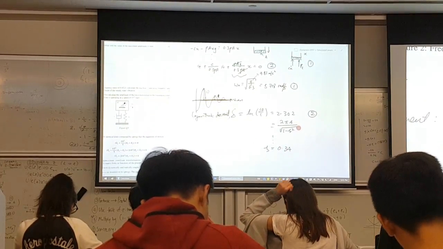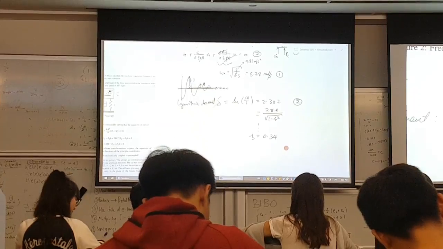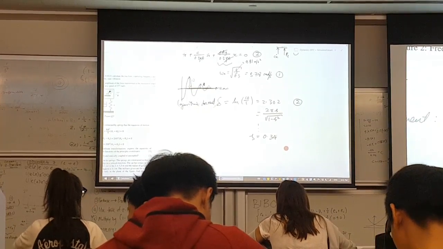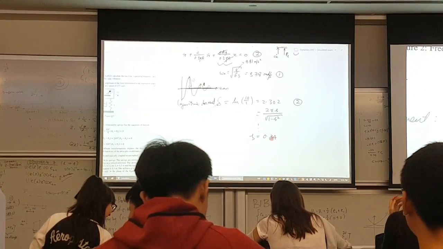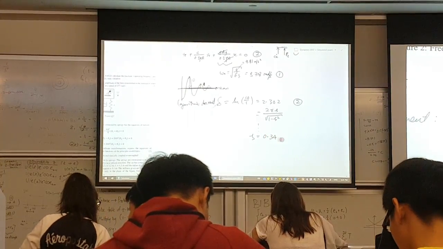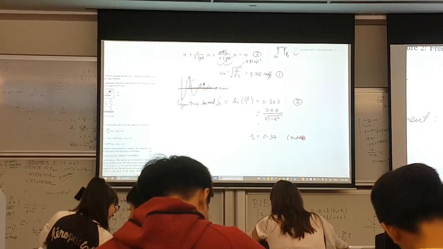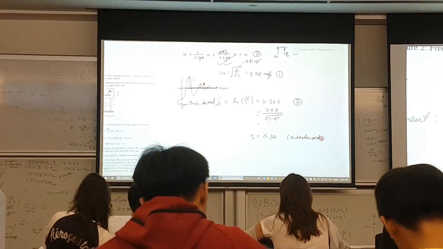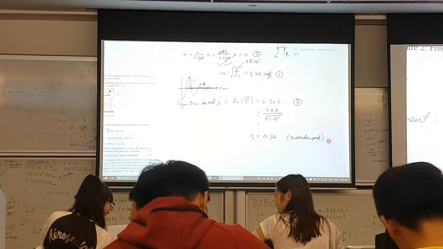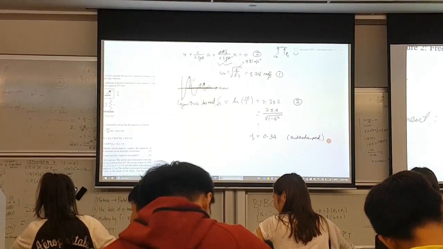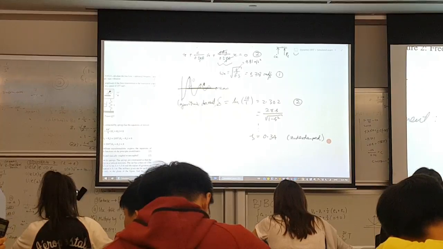What does it say? 0.34. Is it underdamped, overdamped, critically damped system? Which one? For zeta that's less than 1, this is an underdamped system. Yep, so that's why when you press it down and release it, you'll go up and down. Right. And underdamped system.